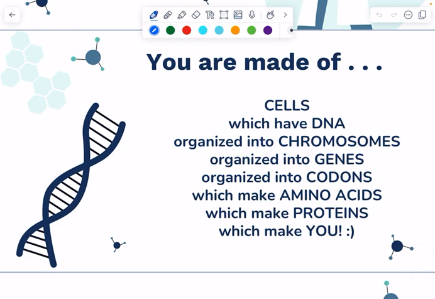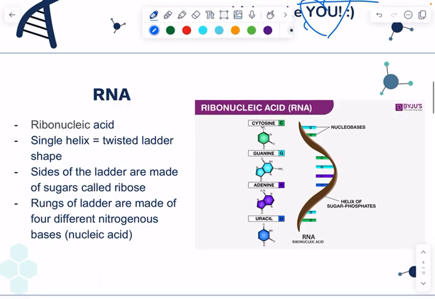So you are made up of cells. Cells have DNA in them, which control basically everything your body does. DNA is organized into sections called chromosomes, and then the chromosomes are organized into sections called genes, and then the genes are organized into sections called codons, and the codons code for amino acids, and when you take a bunch of amino acids together, they make a protein, which makes up you. So let's talk about each one of those in detail.